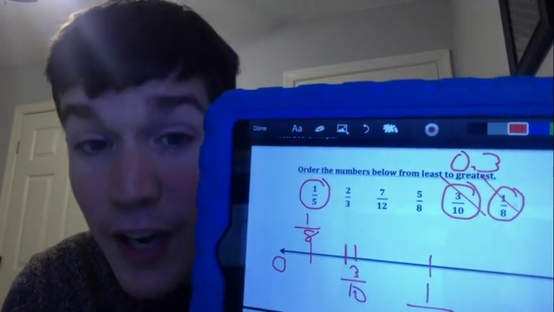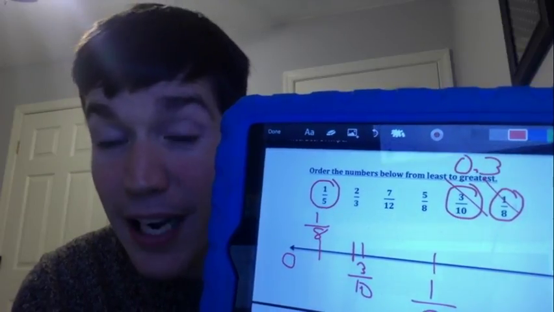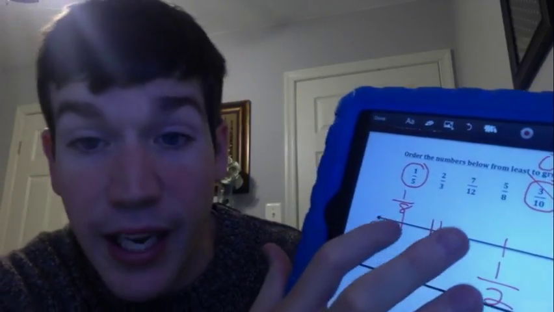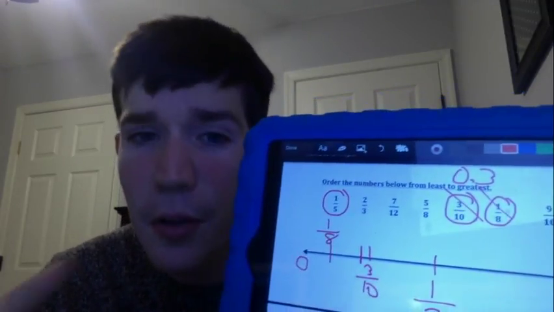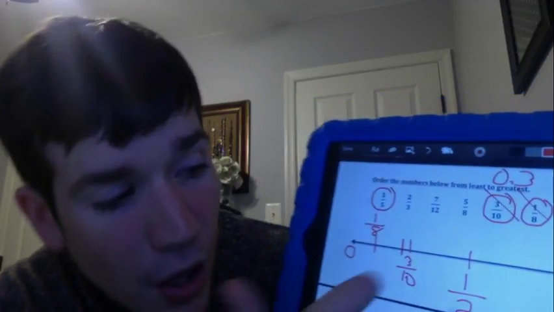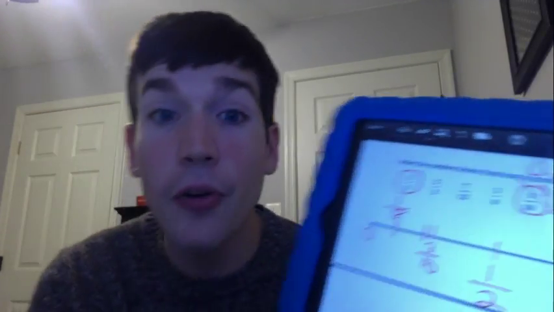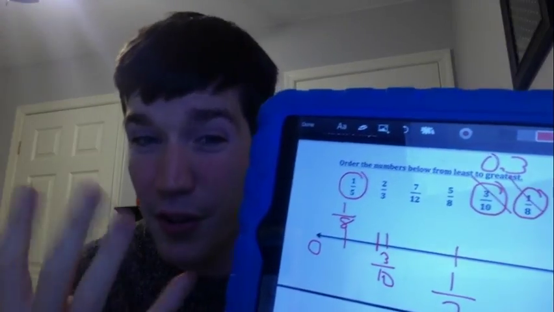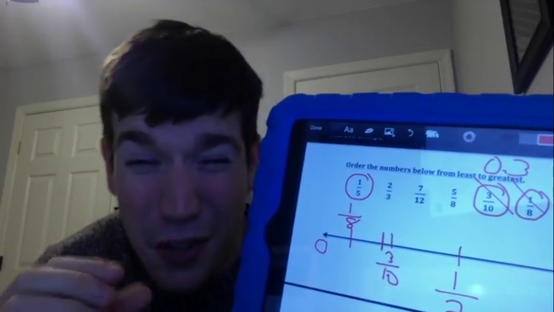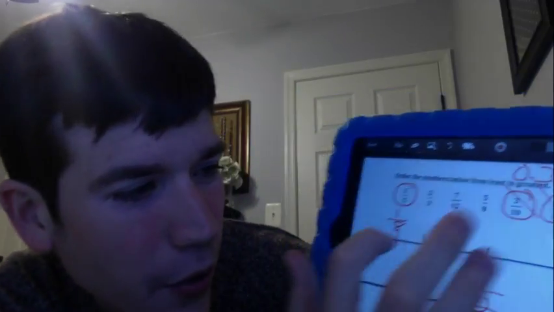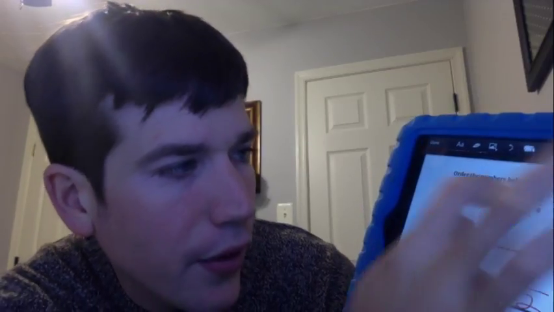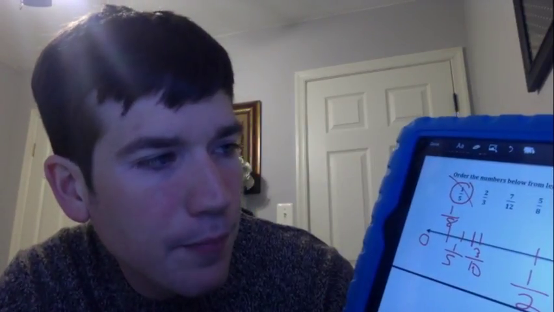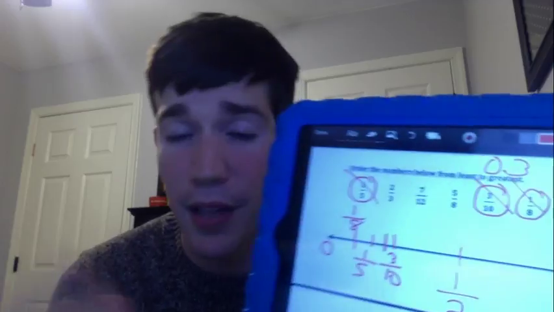Now, 1/5 I know is bigger than 1/8 because it only has one piece, but it's split into fewer pieces, so the pieces are going to be a little bit bigger. But it's a little bit smaller than 1/4 because 1/4 is only split into 4 pieces, so the pieces are just going to be a tiny bit bigger. So I know that 1/5 is going to go between 1/8 and 1/4. Now I have 4 numbers left.